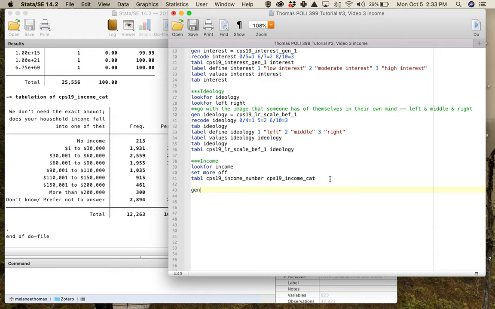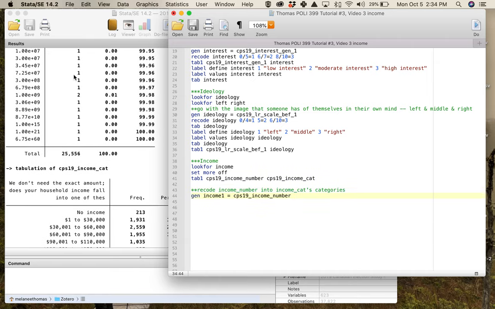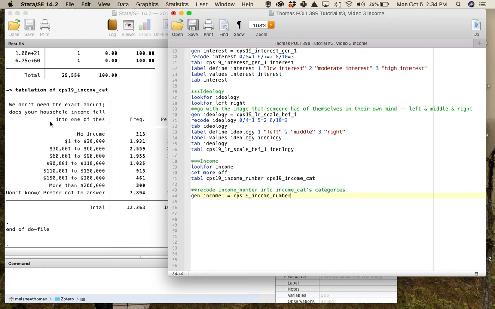So I'm going to generate a new variable. I'm going to call it income1 equals CPS income number. Now what I need to do is to recode income number into income cats categories. I cannot spell today. There we go. Categories. So what I need to do is basically take this big old thing and collapse it down into this.